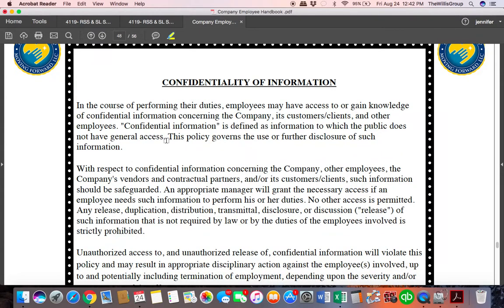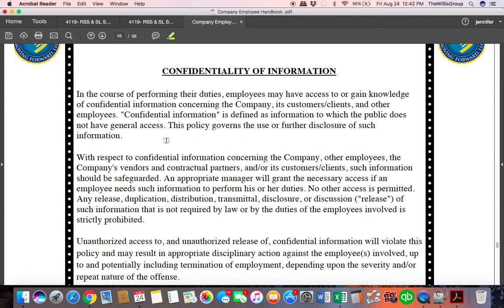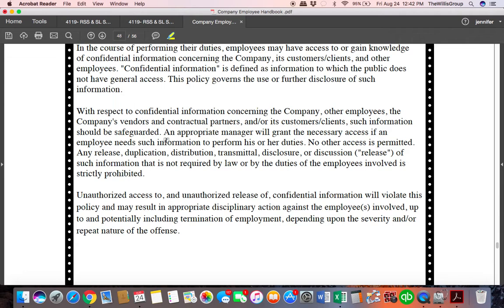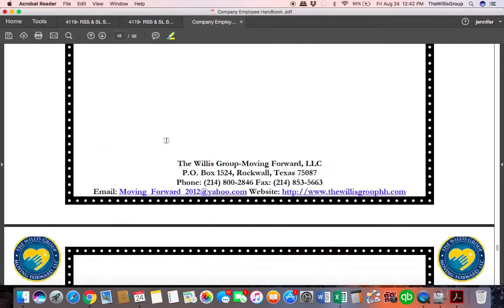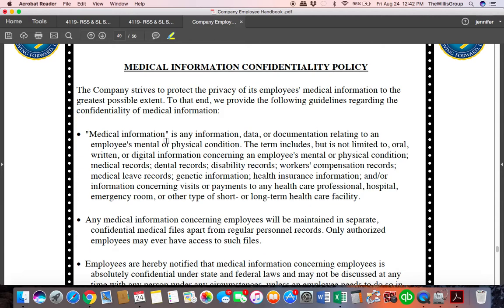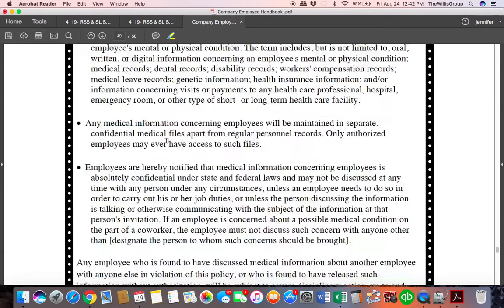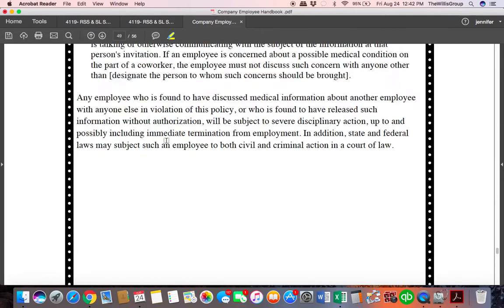Page 48, confidentiality of information. Again, we want to make sure that we are maintaining confidentiality, especially as it pertains to the individuals that we are servicing, making sure that their information is secure and that we are not in violation of revealing any information that might be medically related or even behaviorally related. So again, medical information is confidential information, and there is policy. You are encouraged to read this policy thoroughly and make sure that you understand our policy on confidentiality.